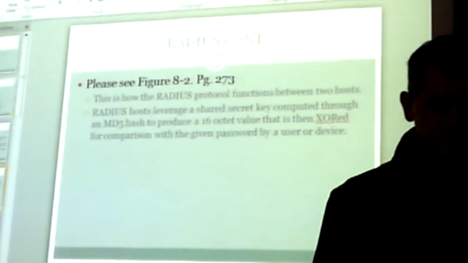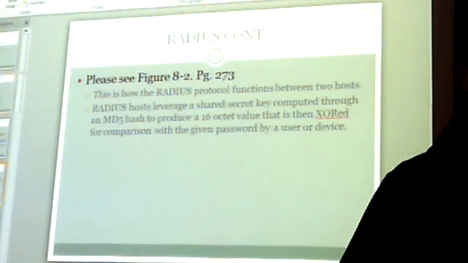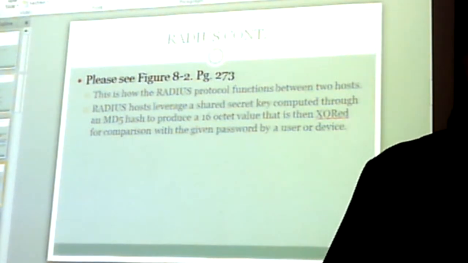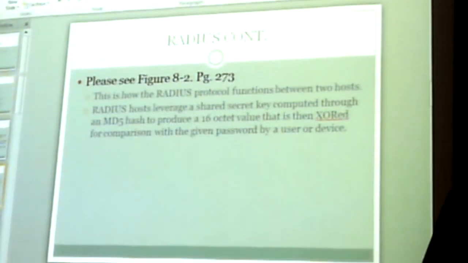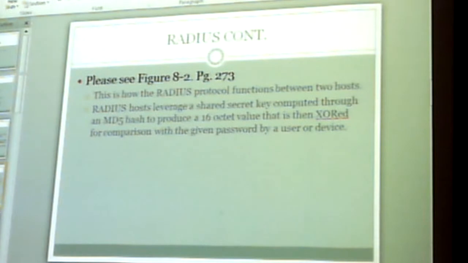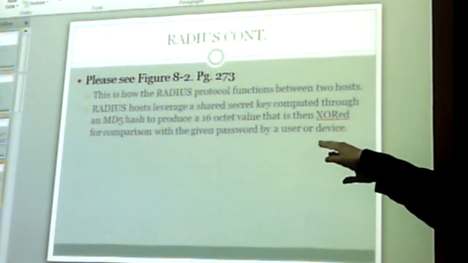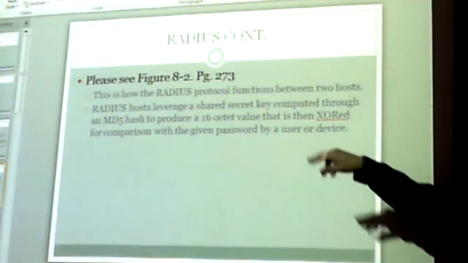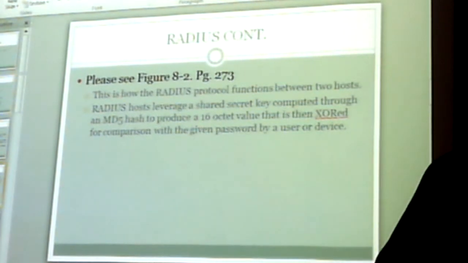If you look at figure 8.2, page 273, this is how Radius functions, and it basically leverages a shared secret key computed through an MD5 hash to produce a 16 octet value. That is XORed, and we'll get more into XOR when we get into cryptography. We basically determine whether it matches or does not match for that given password, that pre-shared key.